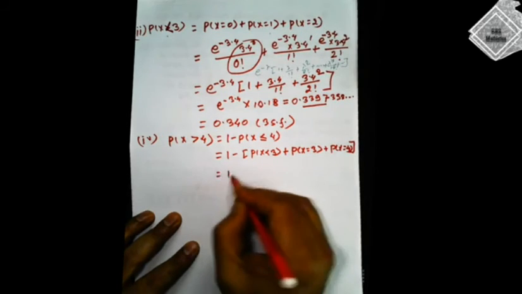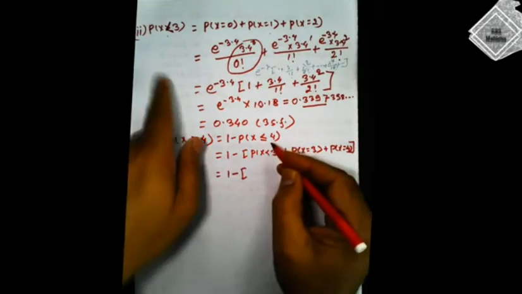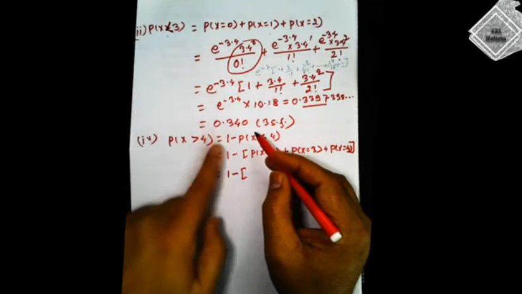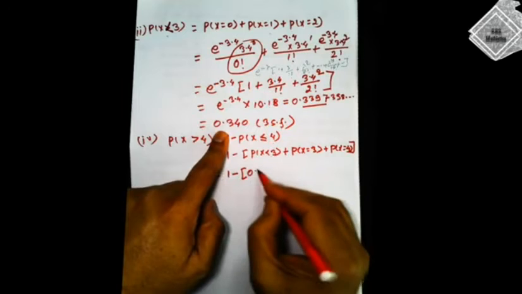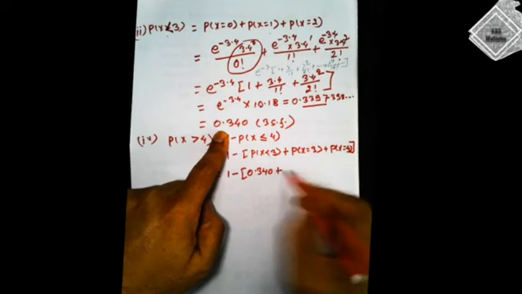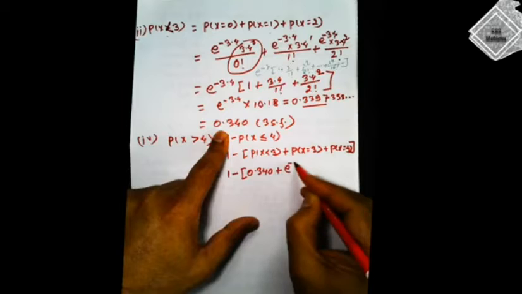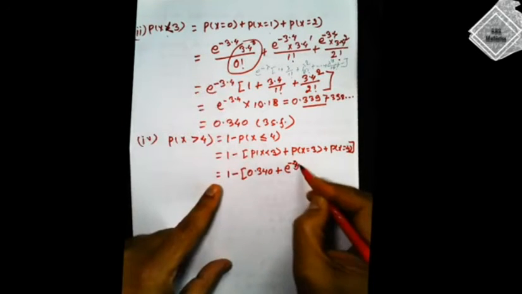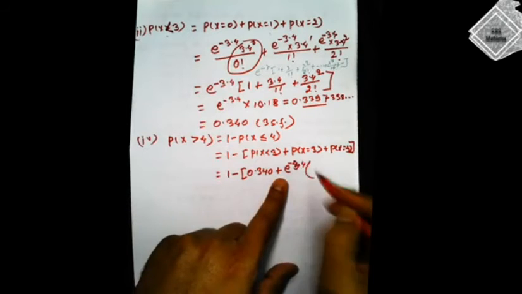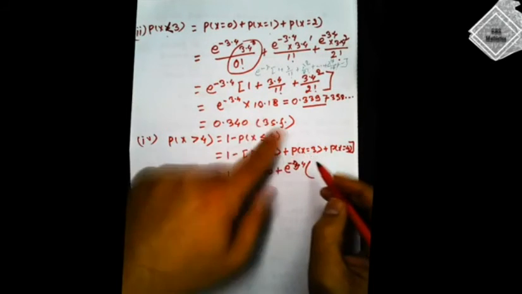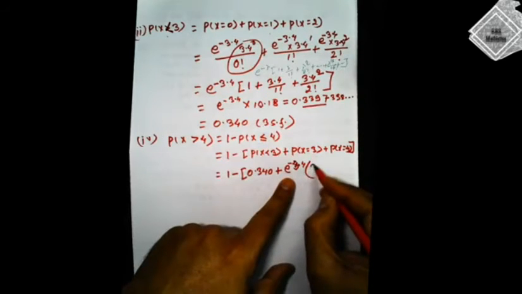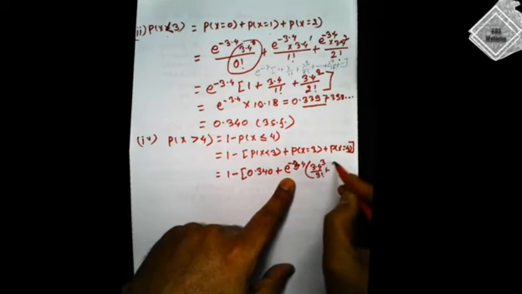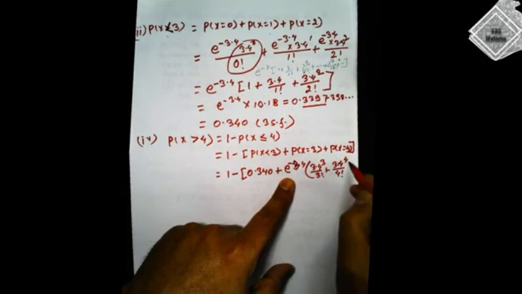Now it is 1 minus, this value is already calculated in question 3. So it is 0.340 and plus, you know that every time e to the power negative lambda, which is 3.4, is common out, and then inside it is X equal to 3. So we have lambda cubed, that means 3.4 to the power 3 over 3 factorial, and similarly 3.4 to the power 4, and then in the denominator there is 4 factorial.